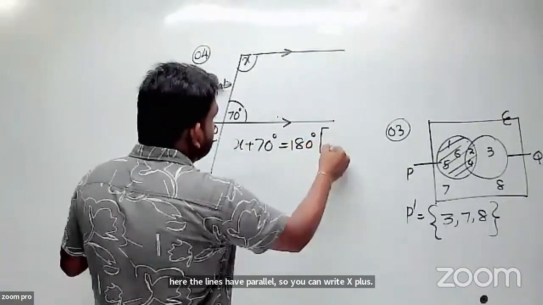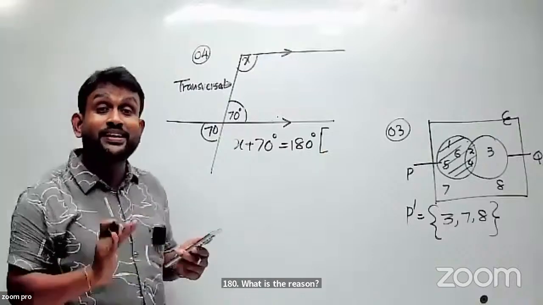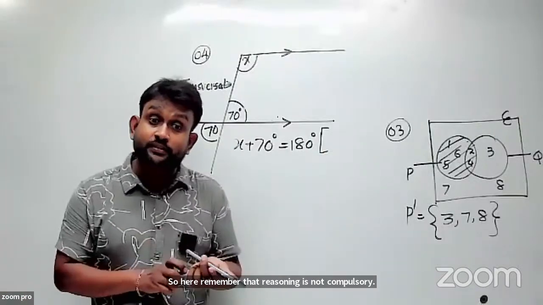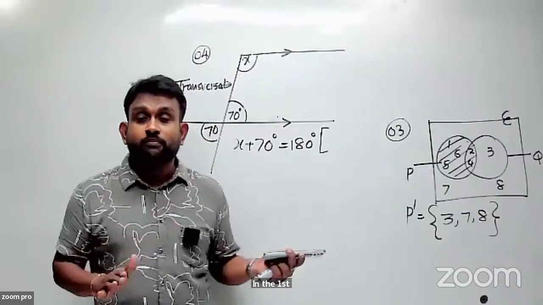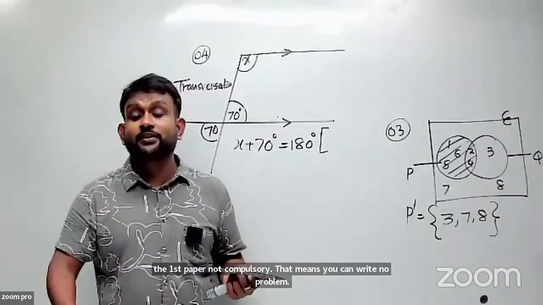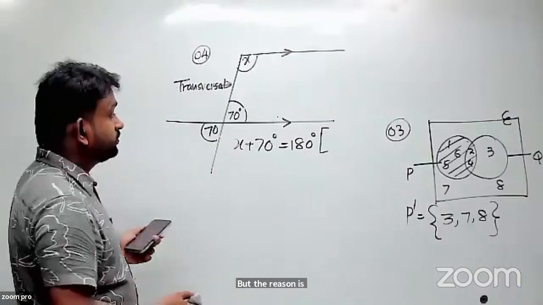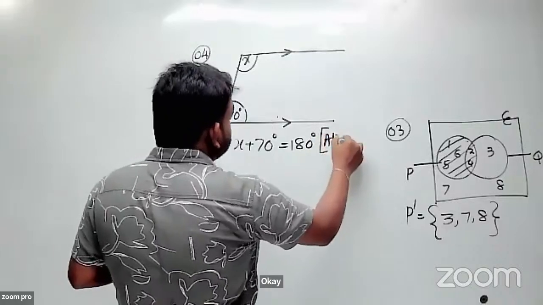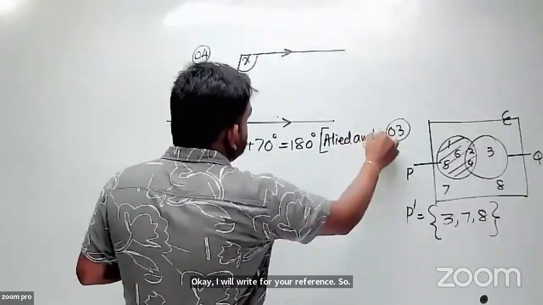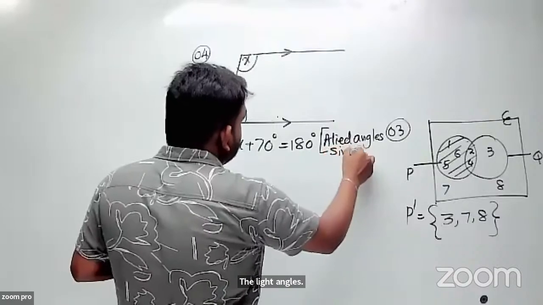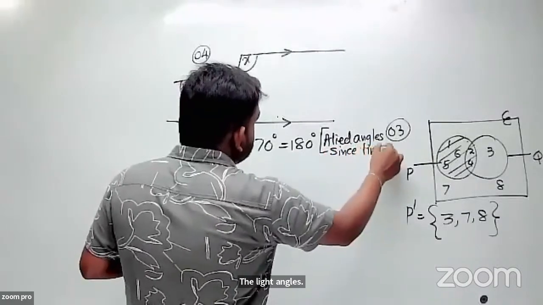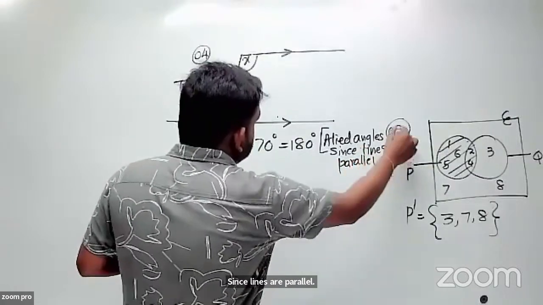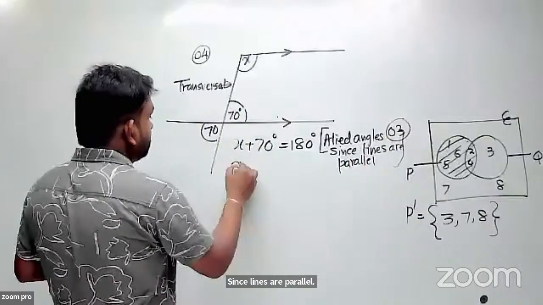What is the reason? Remember that reasoning is not compulsory in the first paper. That means you can write it, no problem, but reasoning is compulsory in paper 2 questions. Okay, so I will write it for your reference. Here, allied angles, since lines are parallel. Right, okay, now you can find x.